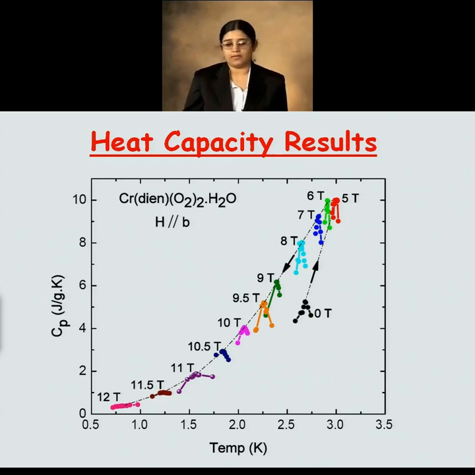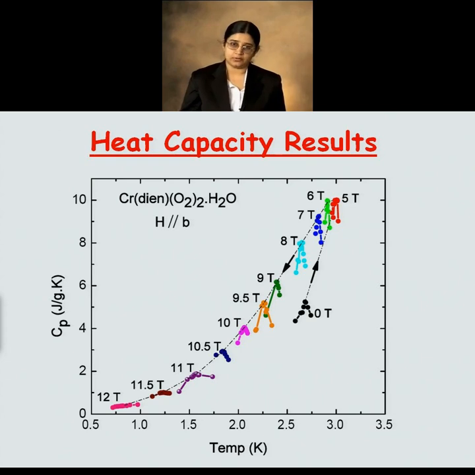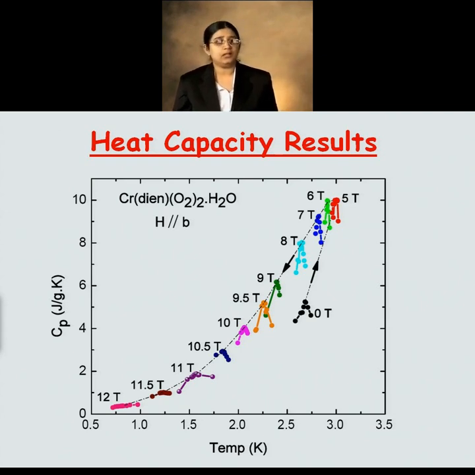And here is our heat capacity versus temperature plot. As you can see in this plot, the transition temperature increases with increase in the magnetic field till 5 Tesla. With further increase in the magnetic field, the transition temperature starts decreasing. And if you look at the 12 Tesla peak, it's very diffused. So from here onwards, we decided to switch from heat capacity to the magnetocaloric effect measurements.